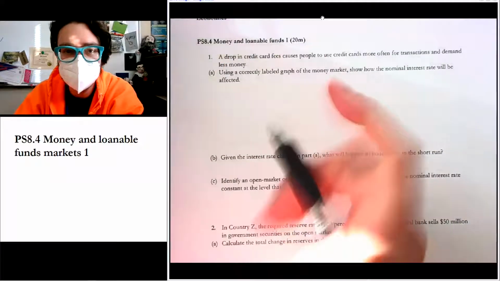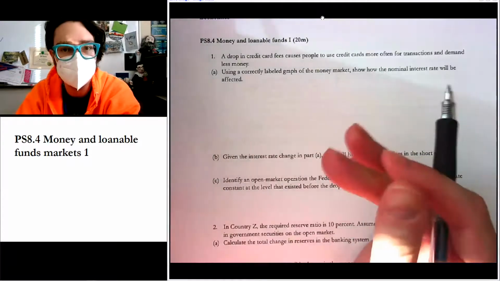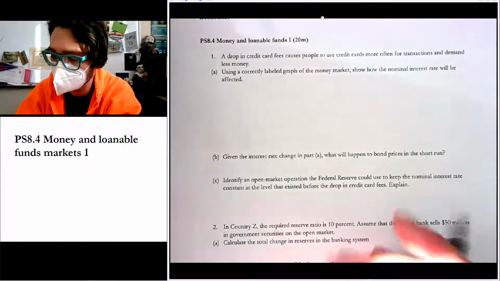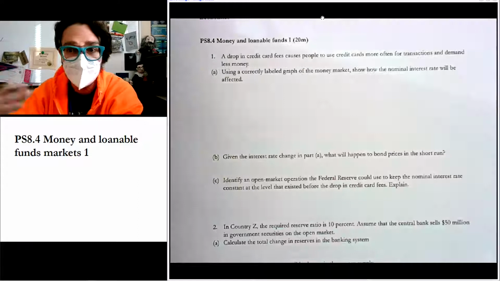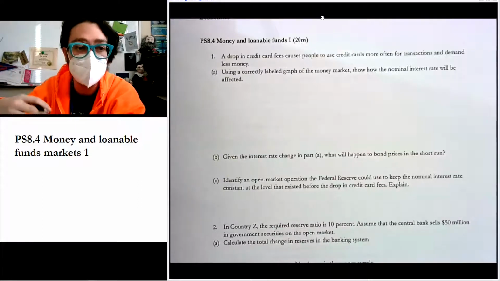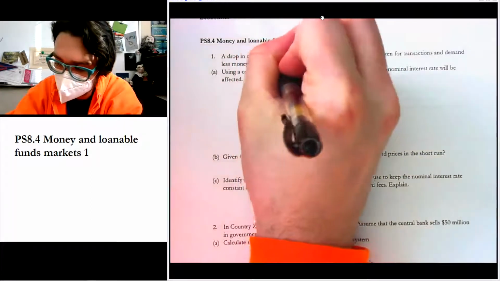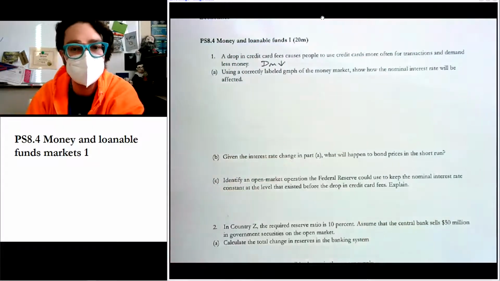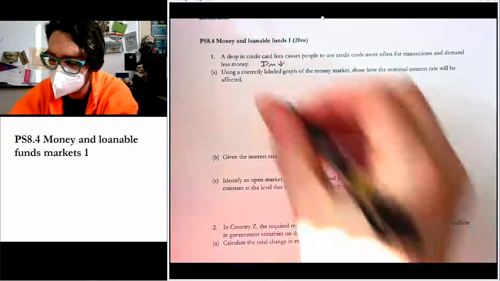Well, hi there. So in this video, we're going to take a look at the money market and a practice problem with the money market. This is actually from an AP test. It says a drop in credit card fees causes people to use credit cards more often for transactions, and so they demand less money. So that's the prompt. Right off the bat, we know money demand goes down. Using a correctly labeled graph of the money market, show how the nominal interest rate would be affected. So we're going to start it and then show a downward shift, and it shouldn't be too bad.